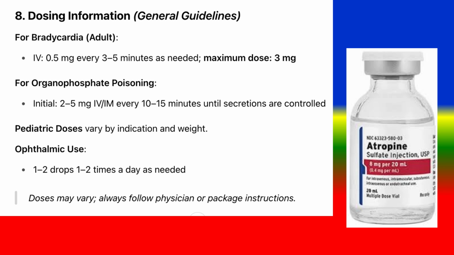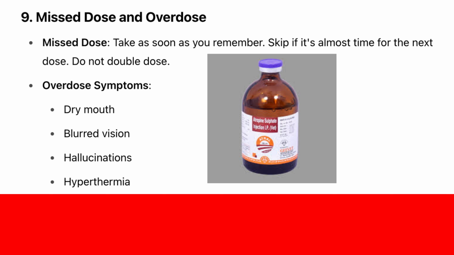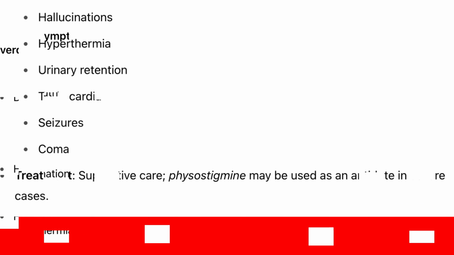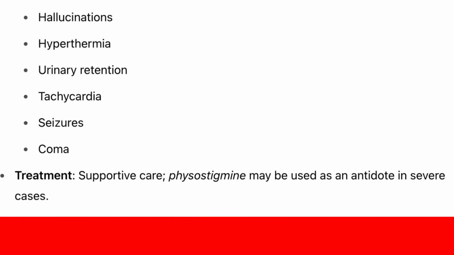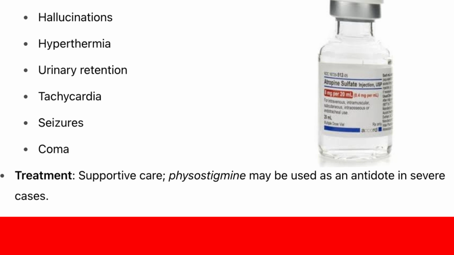9. Missed dose and overdose. Missed dose, take as soon as you remember. Skip if it's almost time for the next dose. Do not double dose. Overdose symptoms: dry mouth, blurred vision, hallucinations, hyperthermia, urinary retention, tachycardia, seizures, coma. Treatment: supportive care. Physostigmine may be used as an antidote in severe cases.